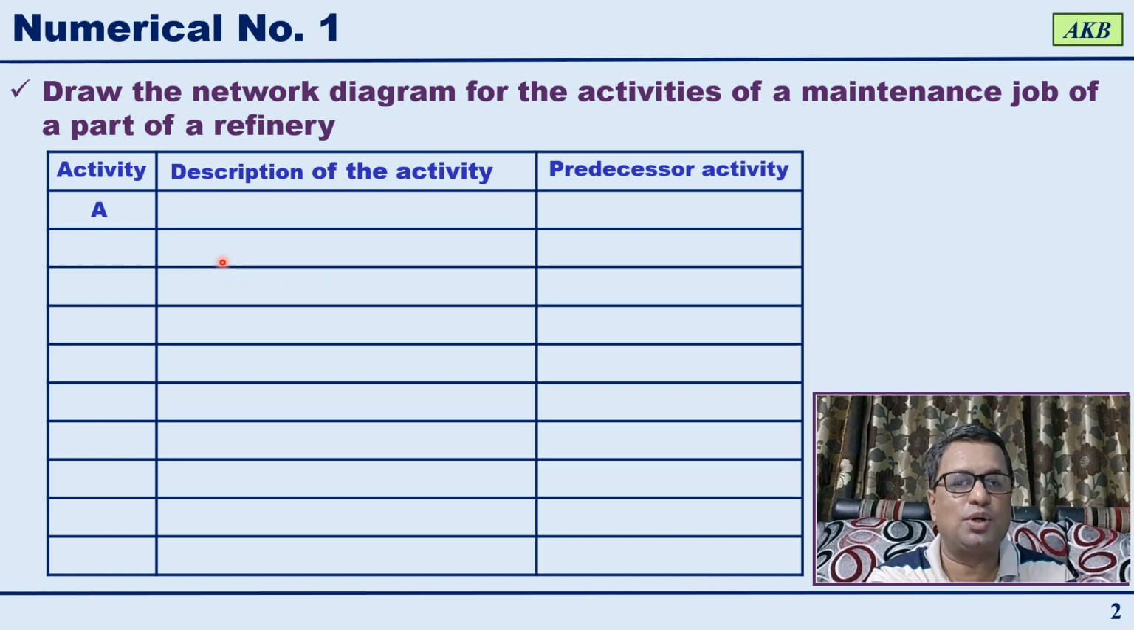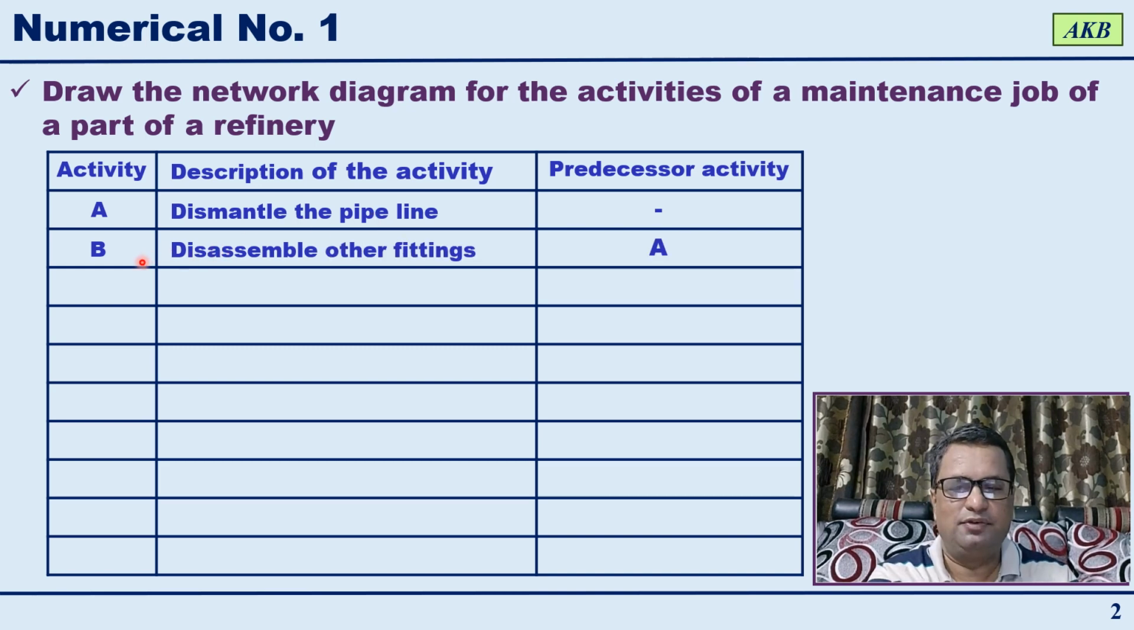Okay, now let us look at the list. What are the activities? First is activity A, and what is that activity? The activity is to dismantle the pipeline, and for this activity there is no predecessor activity. Then the second activity is activity B, which is disassemble other fittings, and to this activity, activity A is the predecessor activity. Then activity C, what is that activity? The activity is to remove walls and check them. Predecessor activity for this is activity B.